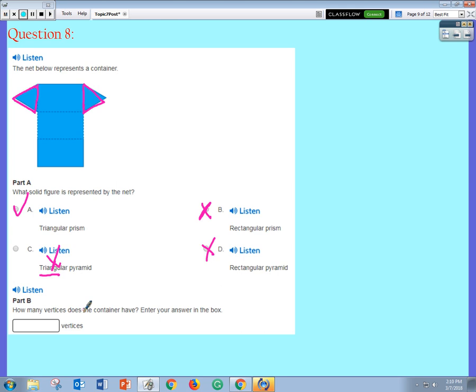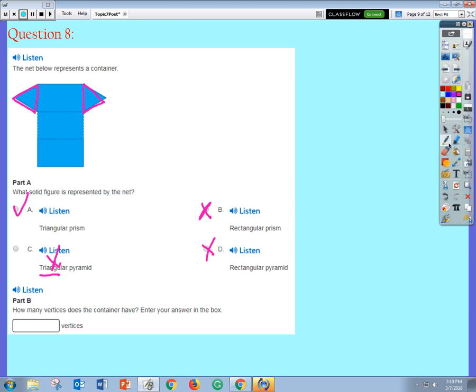How many vertices does the container have? Enter your answer in a box. Remember, we talk about vertices here. Let's think about this. We have edges, we have vertices, we have faces. We have 1, 2, 3, 4, 5 faces.